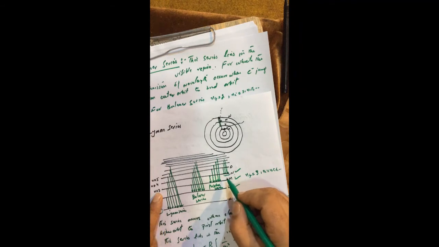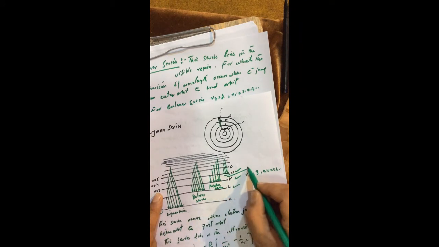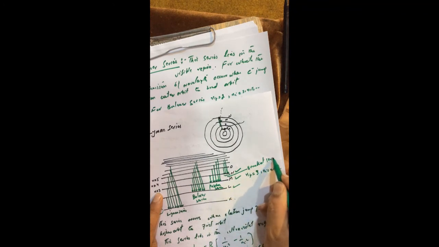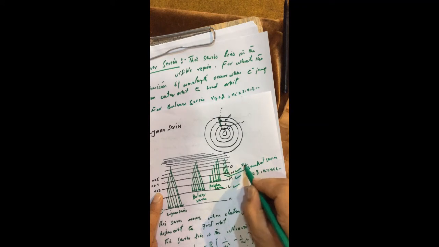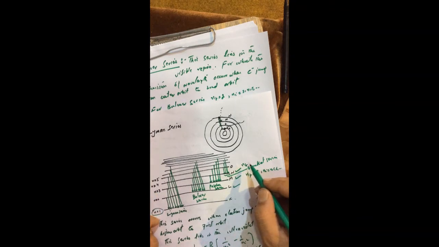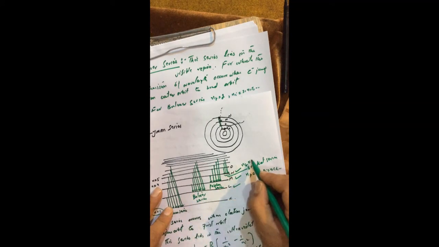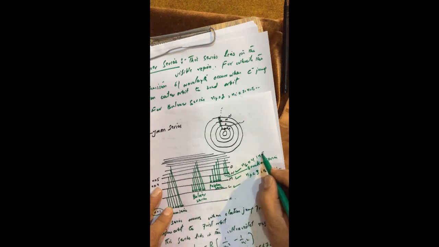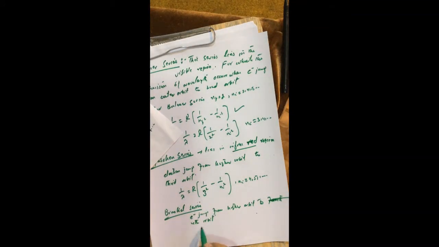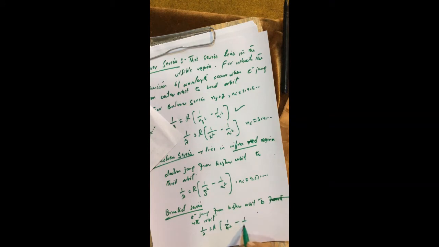This series is called Brackett series. Now here for this series the nf value is 4, okay, and the ni value is either 5 or 6 or so on. So this formula now modifies to 1 over lambda equals R times 1 over 4 square minus 1 over ni square. This is the Brackett series. And we have the last series, which is called Pfund series.